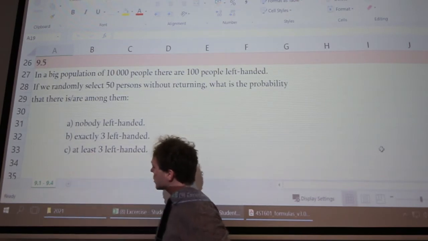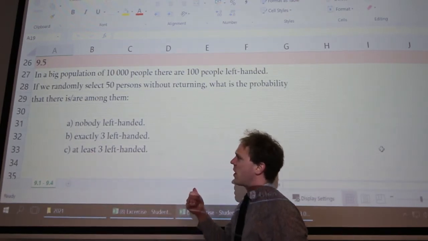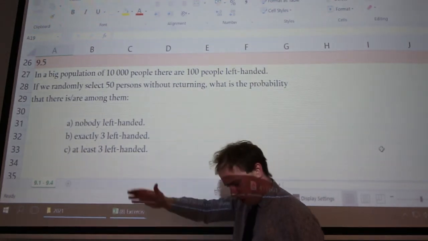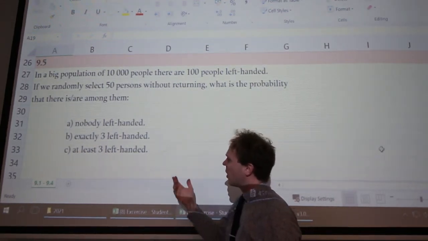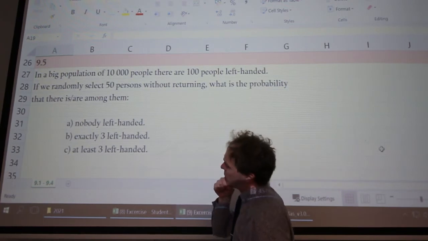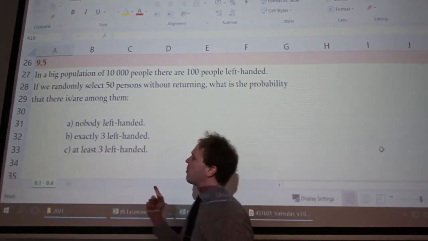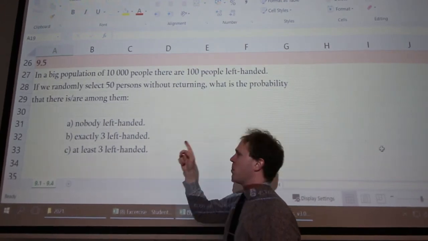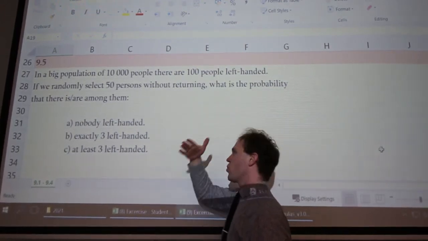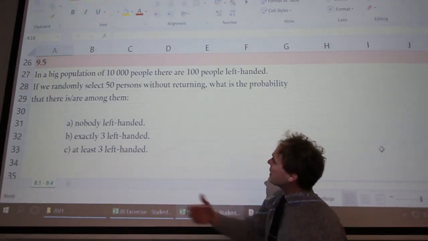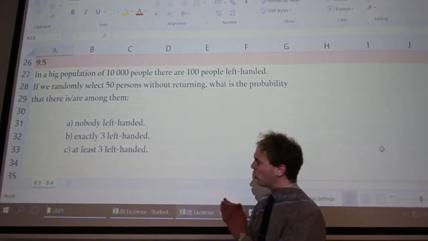Yes, 1 minus the probability that we will select nobody left-handed, or 1 left-handed person, or 2 left-handed persons, yes? Because 3 is already here, at least 3. So 1 minus P0, P1, P2. So we know how to solve this.